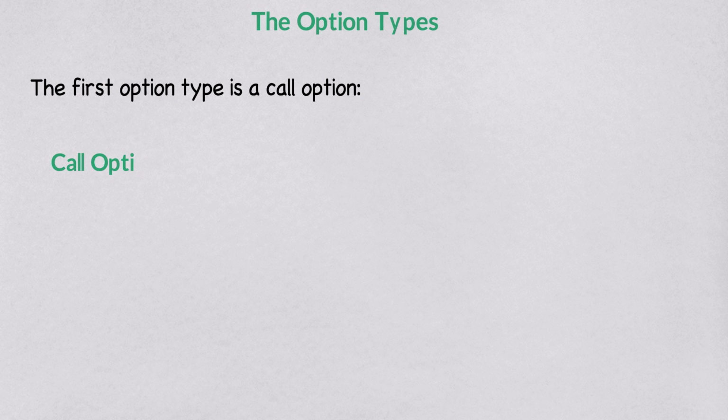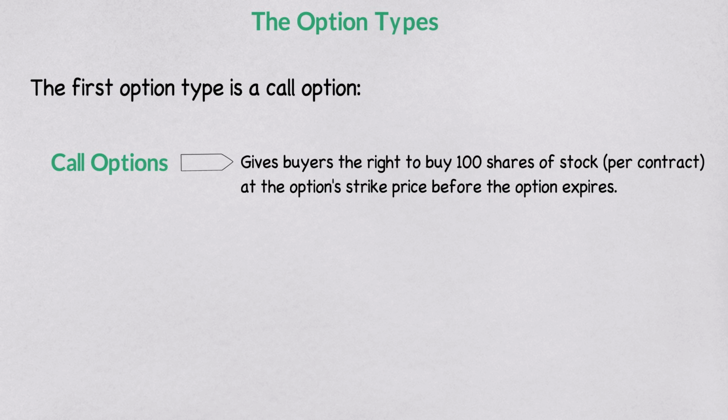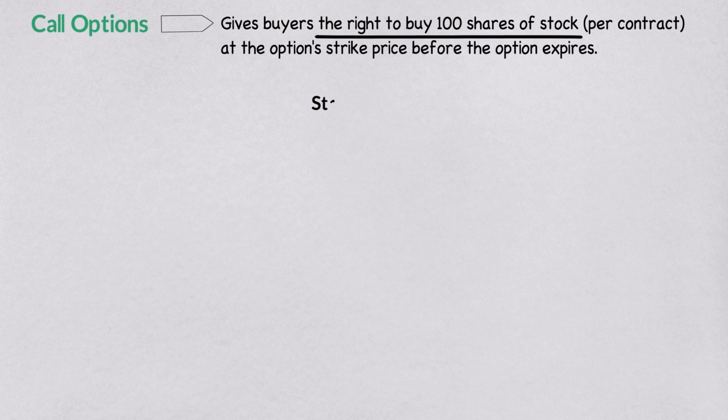So the first option type is a call option. Now, a call option gives buyers the right to buy 100 shares of stock per contract at the option strike price before the option expires. So let's go ahead and look at some examples of call options and strike prices.